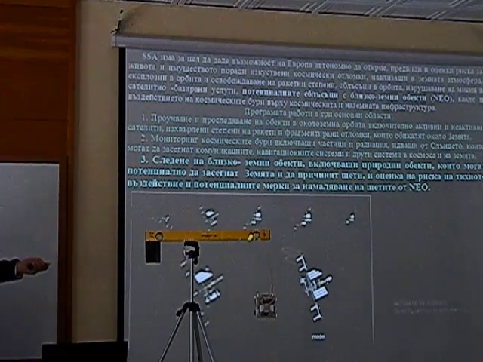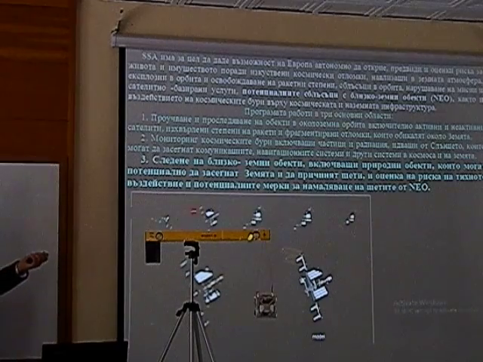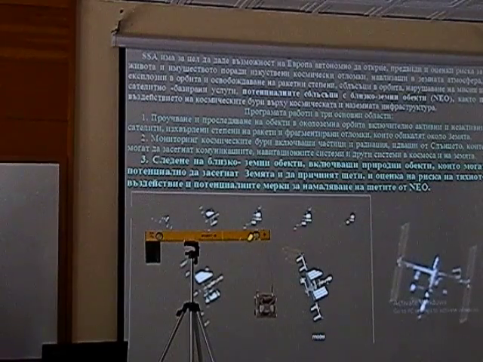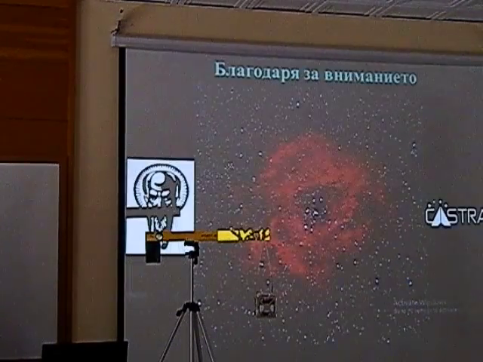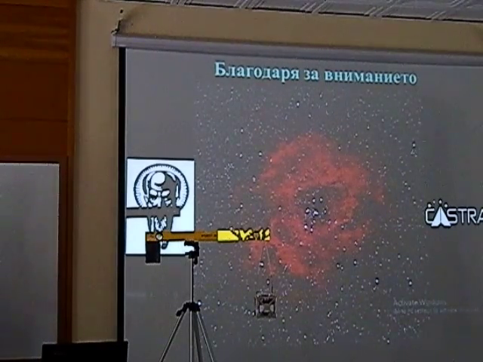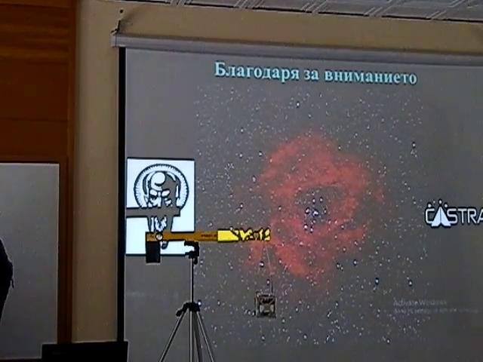These are images of the space station taken from the Earth, and this is a model image. We intend to use such observations to observe the space debris. It's also another possibility. And thank you for your attention.